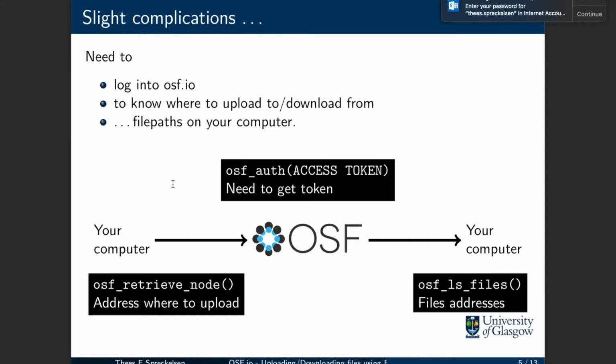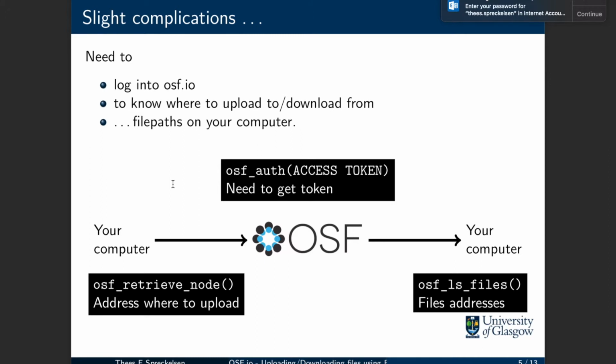There are, however, a few slight complications. The first one is, you need to tell R, specifically the function in the osfr package, that it's you and it's your OSF account. So you need to log into OSF.io. Then you need to know where to upload things to. You need to have an address where things need to go. And likewise, you need to know where things are coming from. So you need to be able to tell the osfr package, this is the file in that specific location that I want to download. You're not clicking on it, you're using an R function that you write down in the usual R code. So you can't just go and click. And finally, you need to know something about file paths on your computer when you upload or download something.